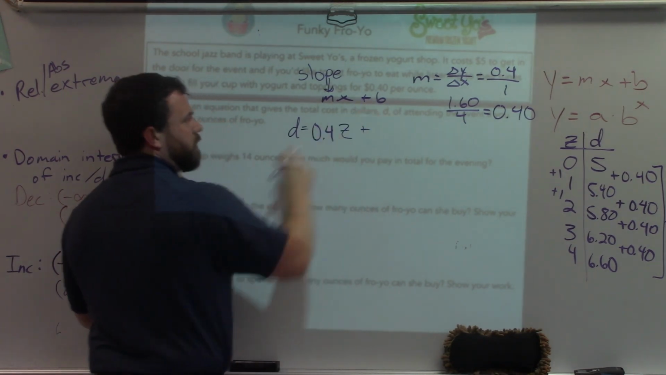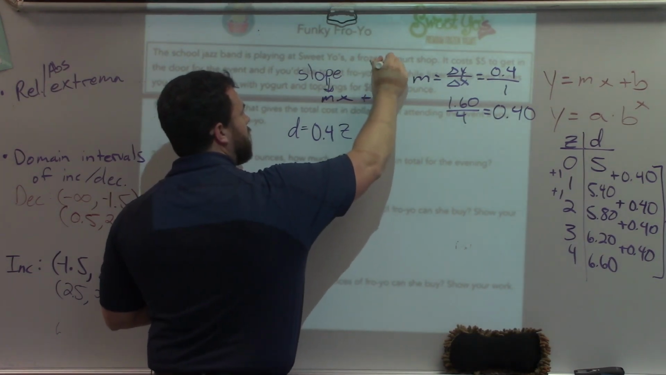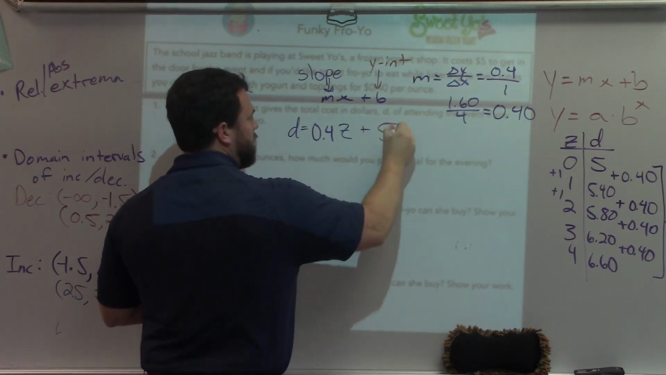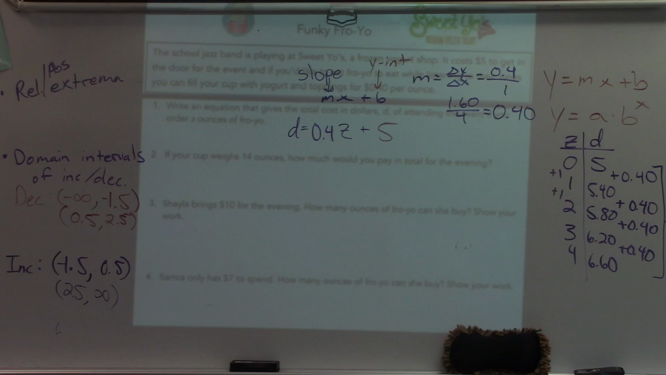Plus, what is B? Say it louder like you know it. So Y-intercept, which is 5. There's my equation. The amount of money you're spending is 0.4 times however many ounces of froyo you buy, plus that cover to get in of $5.